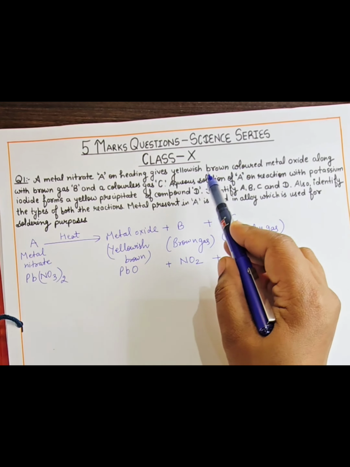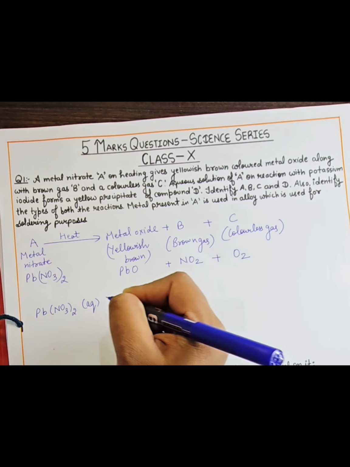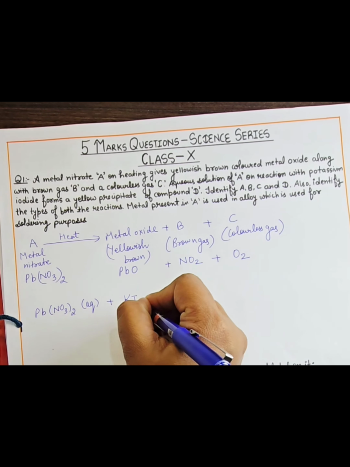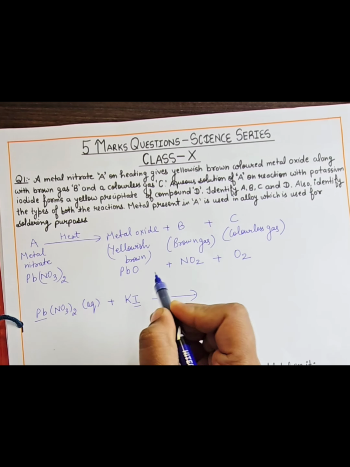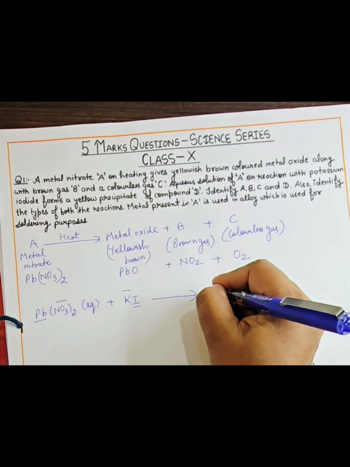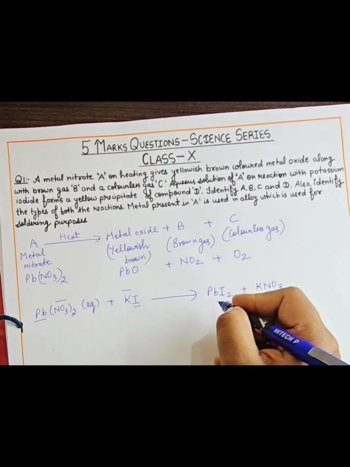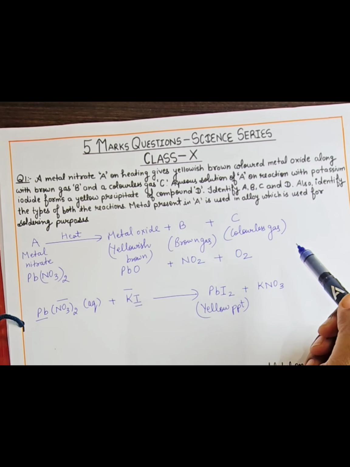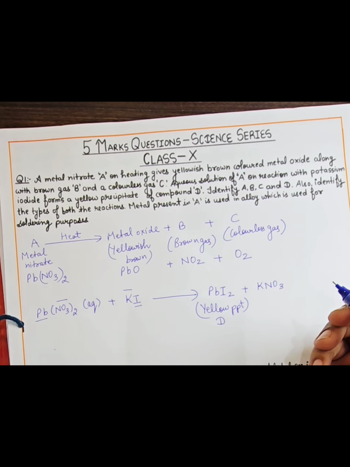Now further, what the question is saying: aqueous solution of A. Now I know what A is. So A means Pb(NO3)2. Its aqueous solution means you are dissolving it in water, on reaction with potassium iodide. So obviously it is a double displacement reaction. Double displacement as in lead will combine with iodine and nitrate will combine with potassium. So you will get lead iodide along with potassium nitrate. Now this lead iodide is a yellow color precipitate because it is not soluble in water. So that means this lead iodide is your compound number D.